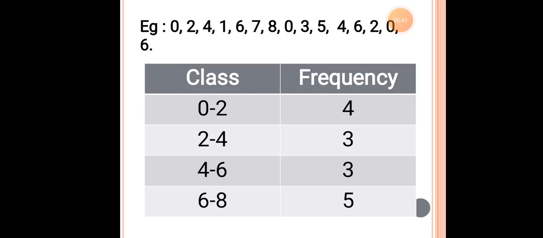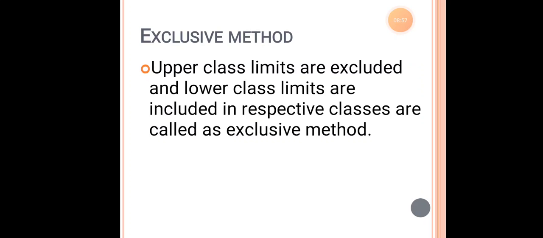At that particular point of time, it will be very difficult for you to ascertain whether 2 should come here or 2 should come here. So for the value under the frequency, when you take into consideration the value 2, where do you need to apply this? So the exclusive method has made it even easier. The upper class limit should be excluded and the lower class limit should be included.